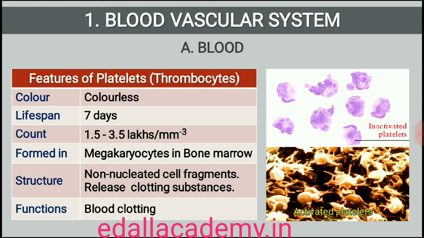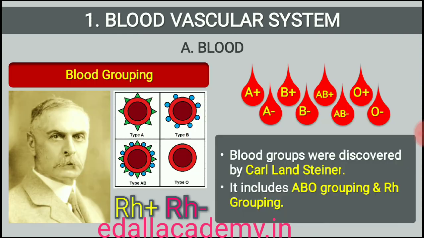Platelets can release a variety of substances, most of which are involved in the coagulation or clotting of blood. A reduction in their number can lead to clotting disorders, which will lead to excessive loss of blood from the body. Blood groups. As you know, blood of human beings differ in certain aspects, though it appears to be similar.